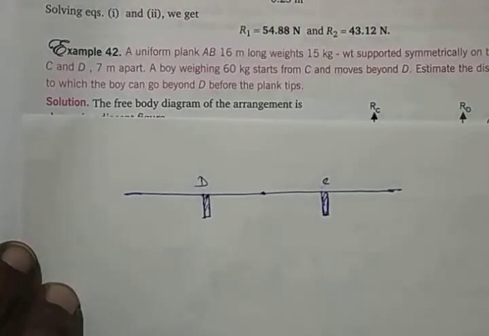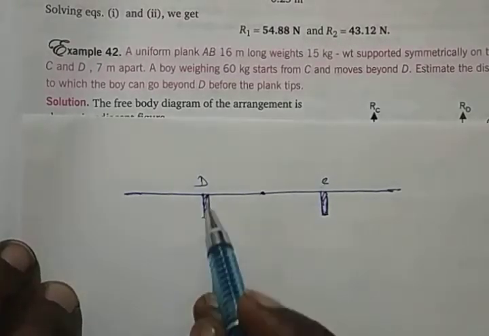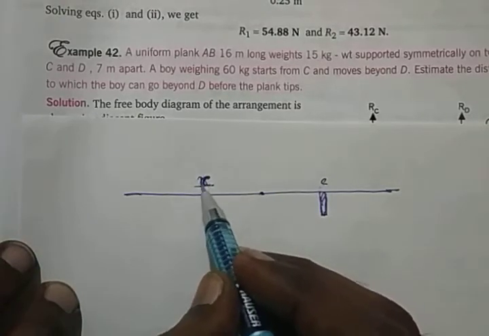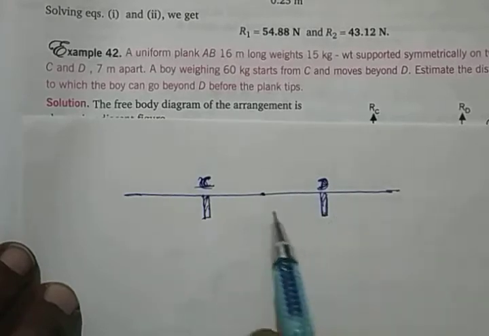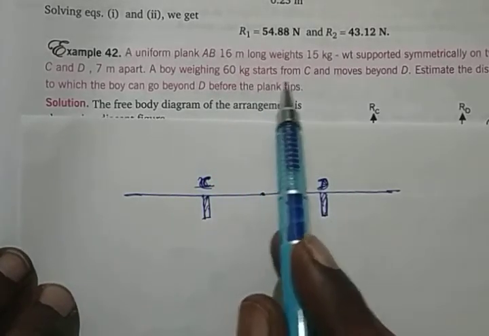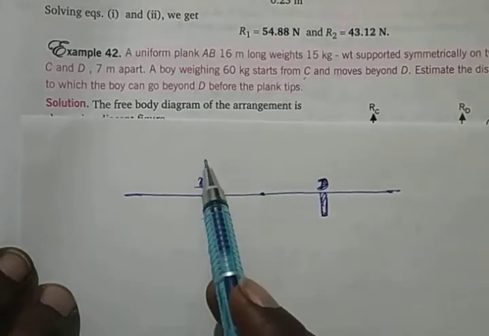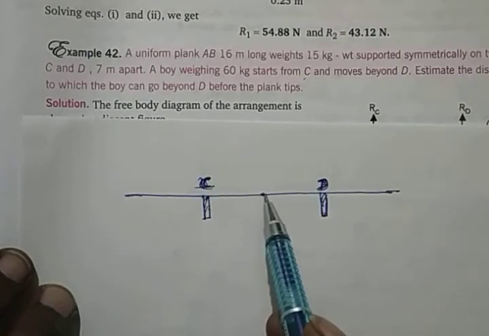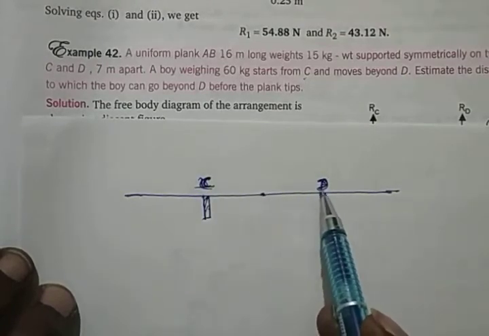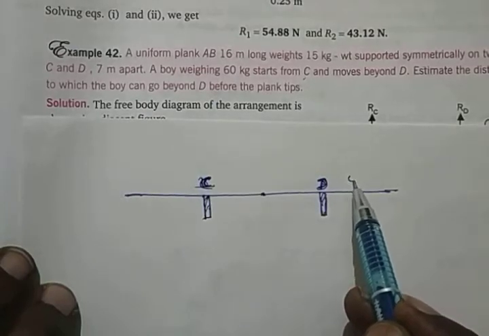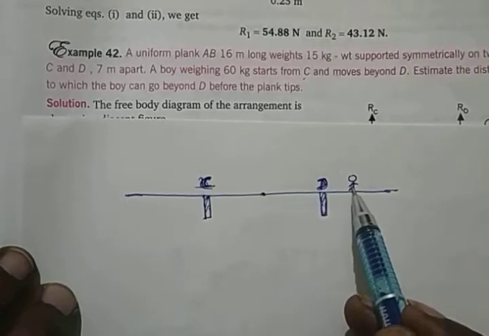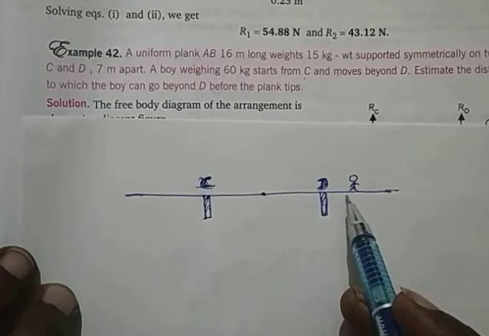It is better to take this as C and D. Let us again read this one. A boy of 60 kg starts from C. He is starting from here. He is walking down. He is in the middle and he goes to D. Okay, very good. Then what happens? This boy goes beyond D. Now what will the parents shout? Hey, don't run. Don't go beyond.